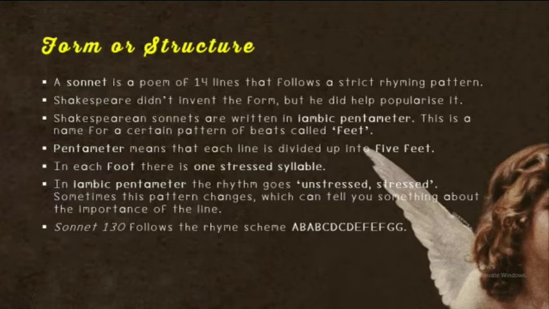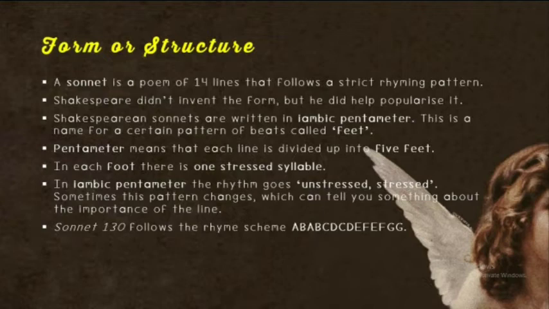Form or structure. A sonnet is a poem of 14 lines that follows a strict rhyming pattern. Shakespeare didn't invent the form, but he did help popularize it. Shakespeare's sonnets are written in iambic pentameter. This is a name for a certain pattern of beats called feet. Pentameter means that each line is divided up into 5 feet. In each word, there is one stressed syllable. In iambic pentameter, the rhythm goes unstressed, stressed. Sometimes this pattern changes, which can tell you something about the importance of the line.